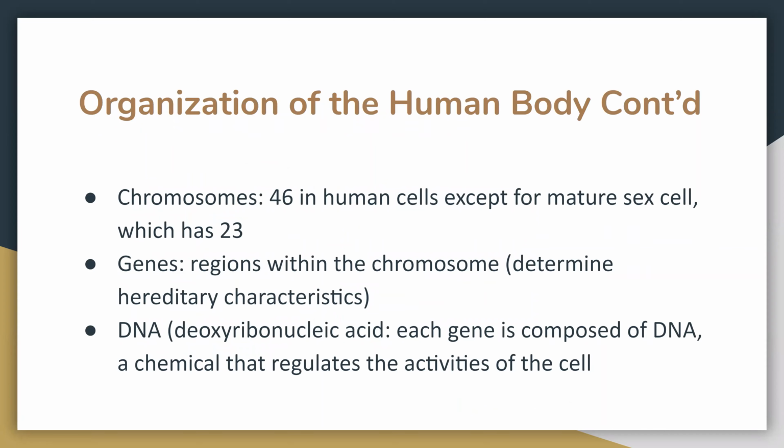So let's look again at how the human body is organized. The human body has 46 chromosomes, except for the mature sex cell, which only has 23. And then you also have different regions. The genes have regions within the chromosomes, and that determines hereditary characteristics. The DNA, which is deoxyribonucleic acid, each gene is composed of DNA, and that is the chemical that regulates the activities of each of the cells.